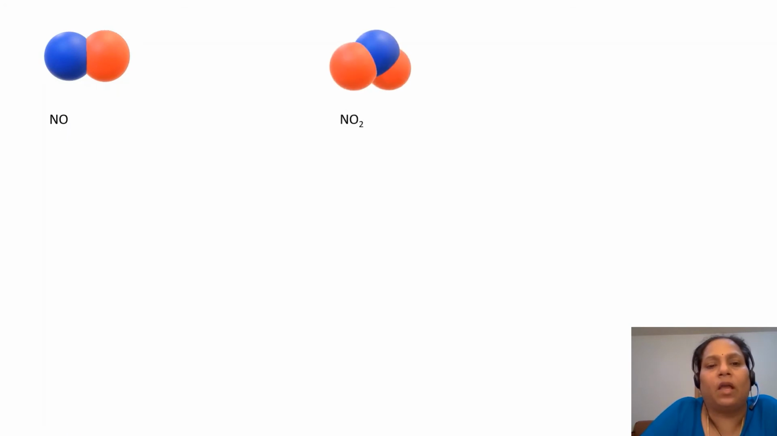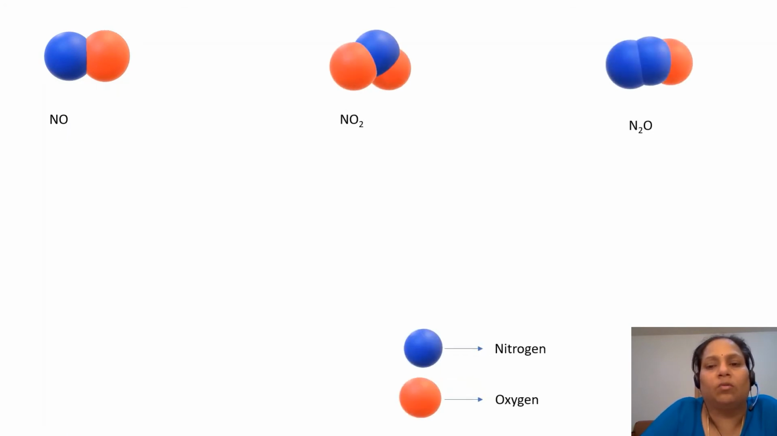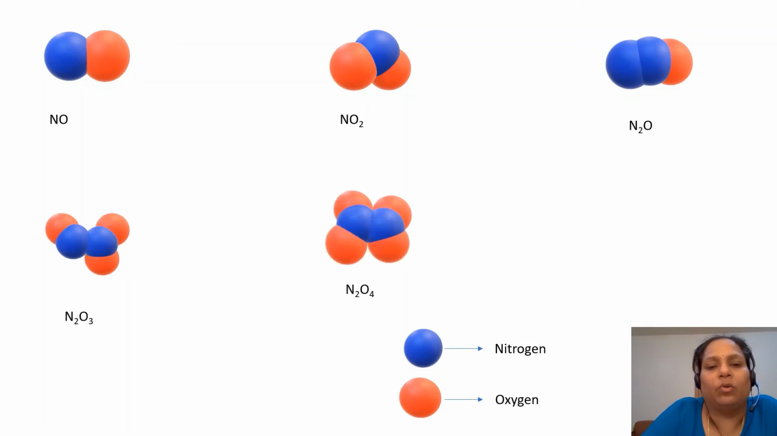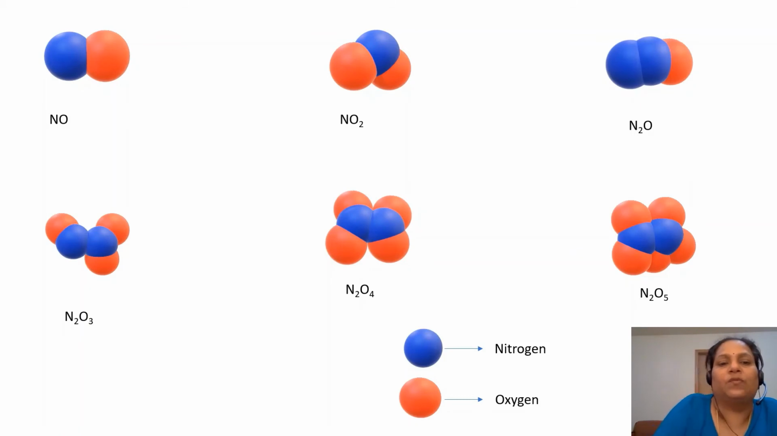The third and the final example I'm taking is the oxides of nitrogen. Nitrogen forms a variety of oxides, and let me try to explain the law of multiple proportion in this example, that is the oxides of nitrogen. So nitrogen combines with oxygen to form N2O, NO, NO2, N2O3, N2O4 and N2O5. So the blue spheres here represent nitrogen and the red spheres here represent oxygen. So we have a total of 6 oxides of nitrogen.